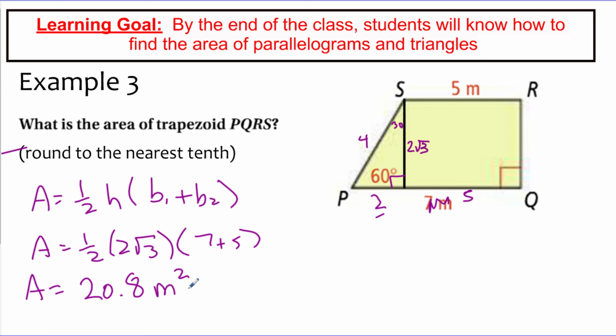So you can see that there are going to be some problems that are not as straightforward. In this case, we had to use what we knew about 30-60-90 special right triangles to figure out the missing height. Then we can plug into the formula and figure out our area.